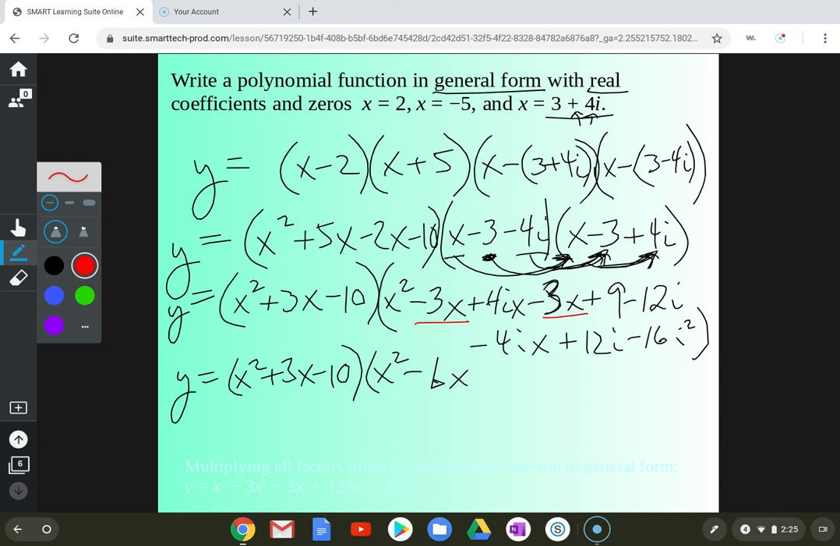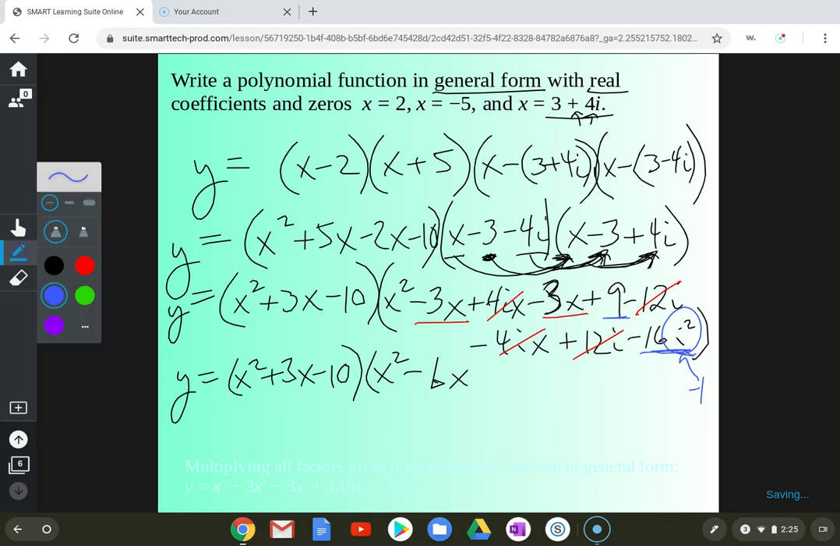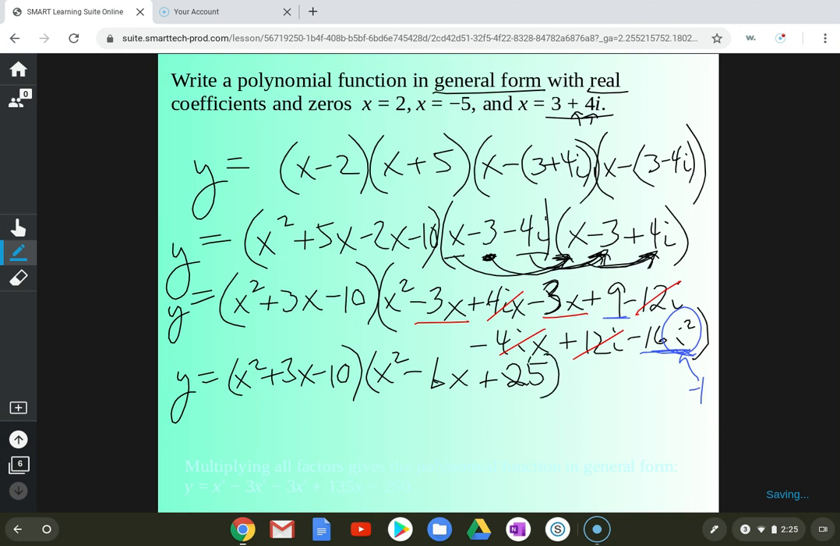And then look at this. All of our imaginary parts go away. 4ix and negative 4ix cancel. Negative 12i and positive 12i cancel. So the only things that we are left with is this plus 9 and this negative 16i squared. But what does i squared equal? It equals negative 1, right? So this is actually negative 16 times negative 1, or positive 16. And what's 9 plus 16? It's 25. I'm right. I'm not crazy.